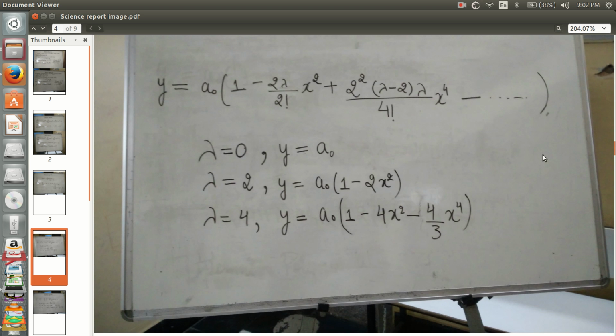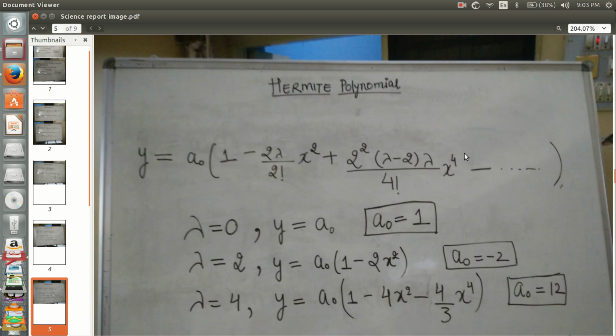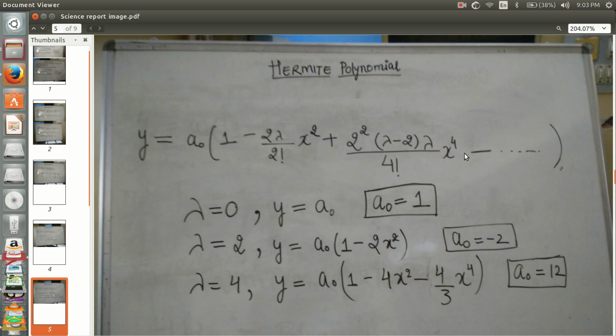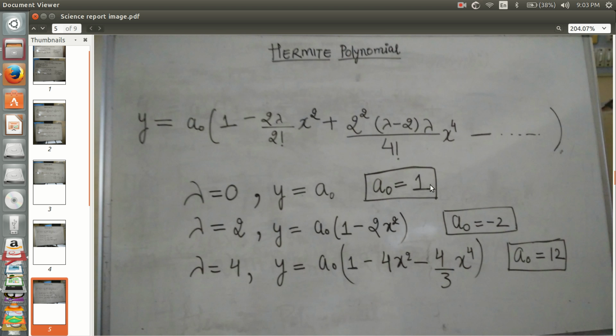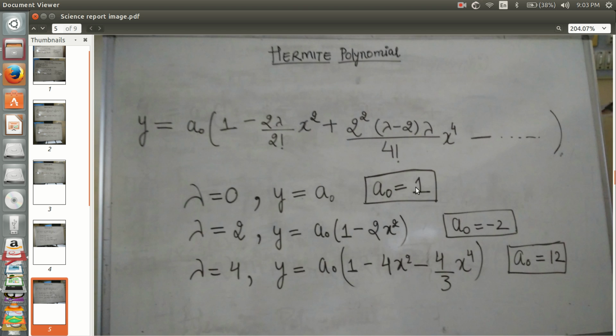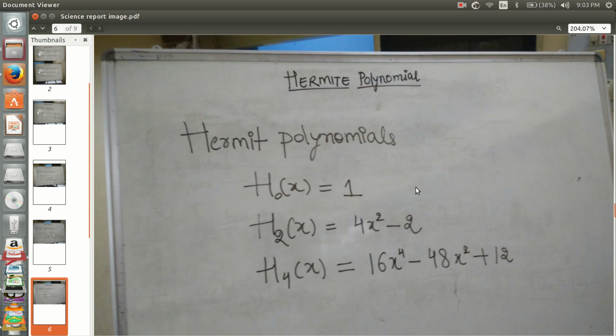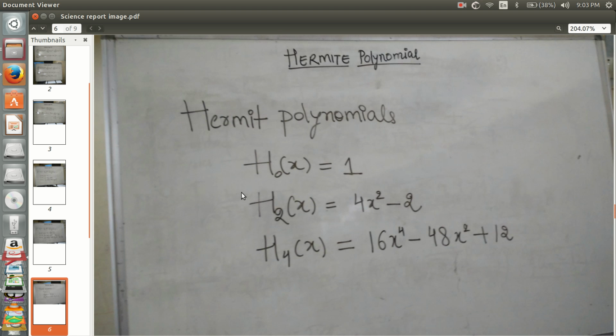Now what we want is, for the highest power of x, we want the coefficient of that x to be 2 to the power of that x's power. So for getting that solution, we have to take a0 equals 1, a0 equals minus 2, and for this equation we will be taking a0 equals 12. So by taking this, we get our Hermite polynomial set.